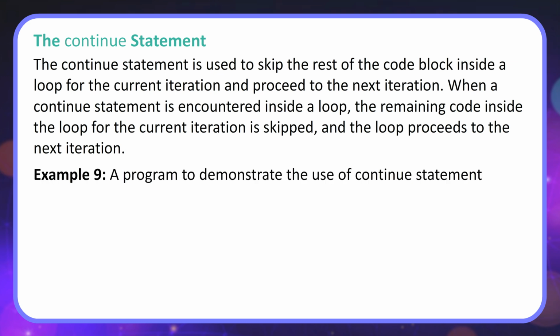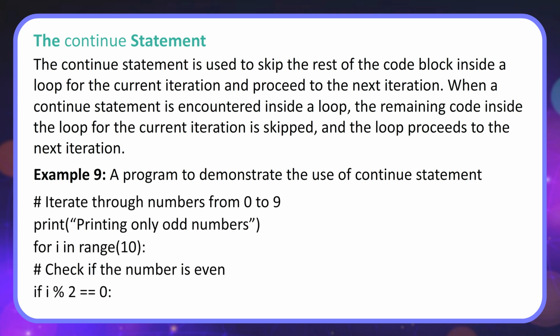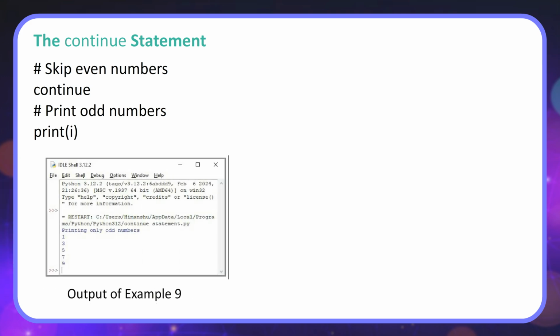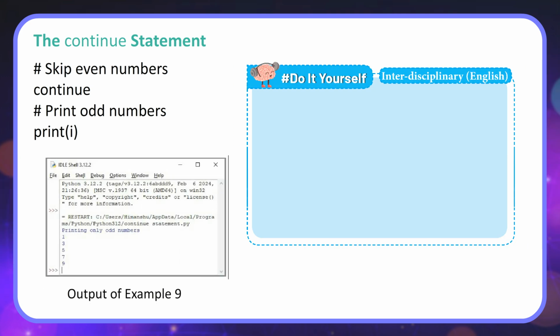Example 9. A program to demonstrate the use of continue statement. Iterate through numbers from 0 to 9, printing only odd numbers. For i in range(10), check if the number is even. If i % 2 equals 0, skip even numbers: continue. Print odd numbers: print(i). Output of example 9.